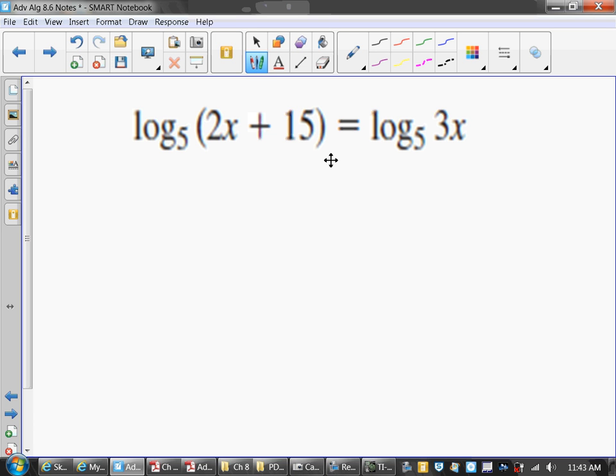Hey, what's your answer for x? 15. Everybody see why that happens that fast? Same base as it drops, 2x plus 15 is 3x.